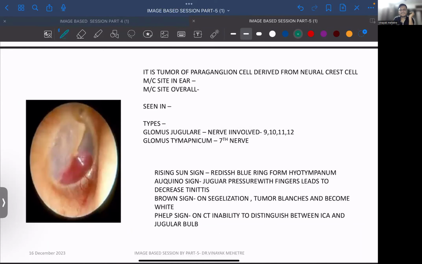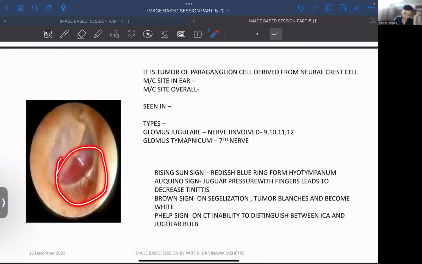इसे कैसे याद रखना है? There is redness and a pulsatile mass present in the lower side of tympanic membrane. Always the answer is going to be glomus tumor.